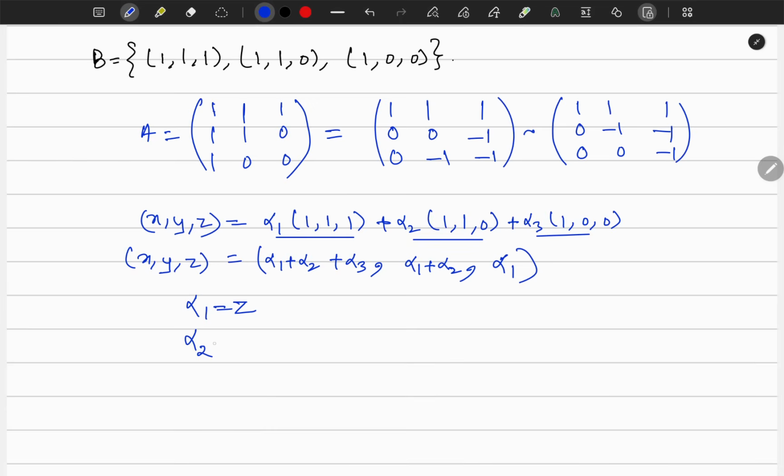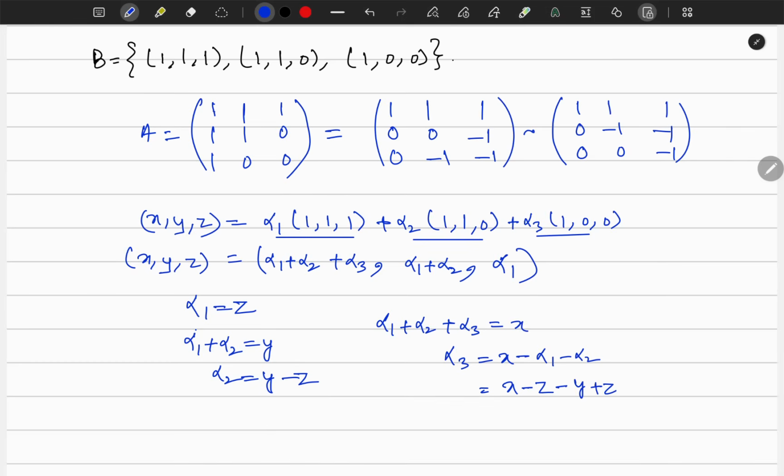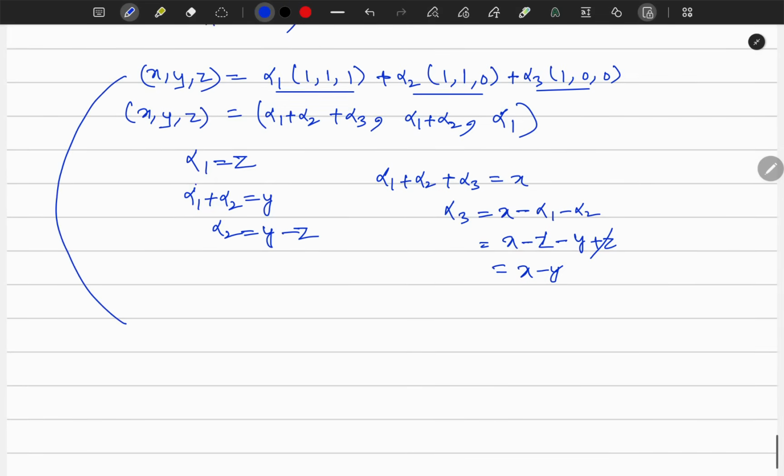So alpha 2 will be equal to, actually, it is alpha 1 plus alpha 2 is equal to y. So it means that alpha 2 is equal to y minus z, and now put it here. Alpha 1 plus alpha 2 plus alpha 3 is equal to x. So alpha 3 is equal to x minus alpha 1 minus alpha 2, so that is x minus z, minus (y minus z), so it is x minus y. Okay, now apply the T here.